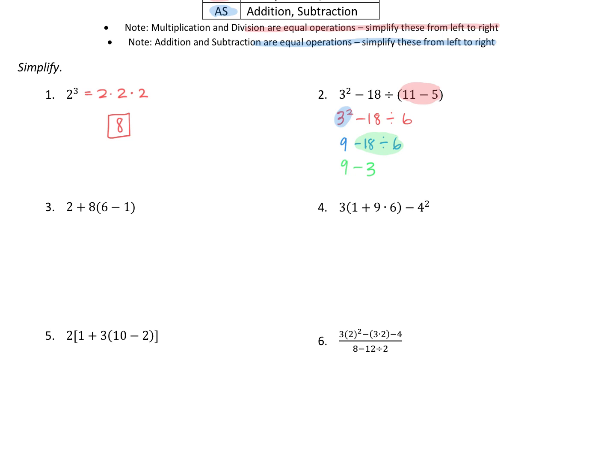And now I'm just left with subtraction. That's the last part of our order of operations, so I'm going to do that. And 9 minus 3 is 6.